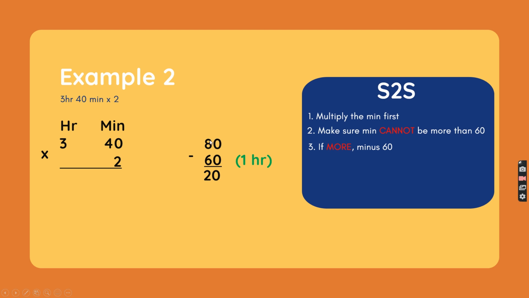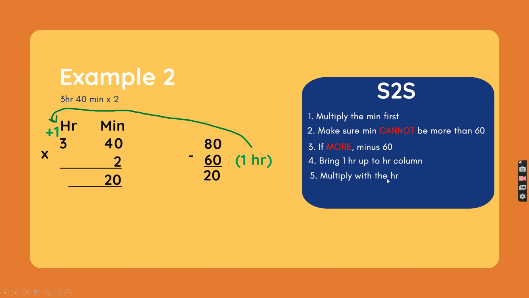So 0 minus 0 gives us 0, and 8 minus 6 gives us 2. So the answer is 20, and this is okay. 20 is less than 60, and we're gonna bring that right over here. Step number 4, bring 1 hour up to the hour column. So 1 hour is right here. We're gonna bring it up to the hour column, and we're gonna plus it with 1. Then step 5, multiply with the hour. So 2 times 3 gives us 6. 6 plus 1 gives us 7. And the answer is 7 hours 20 minutes.